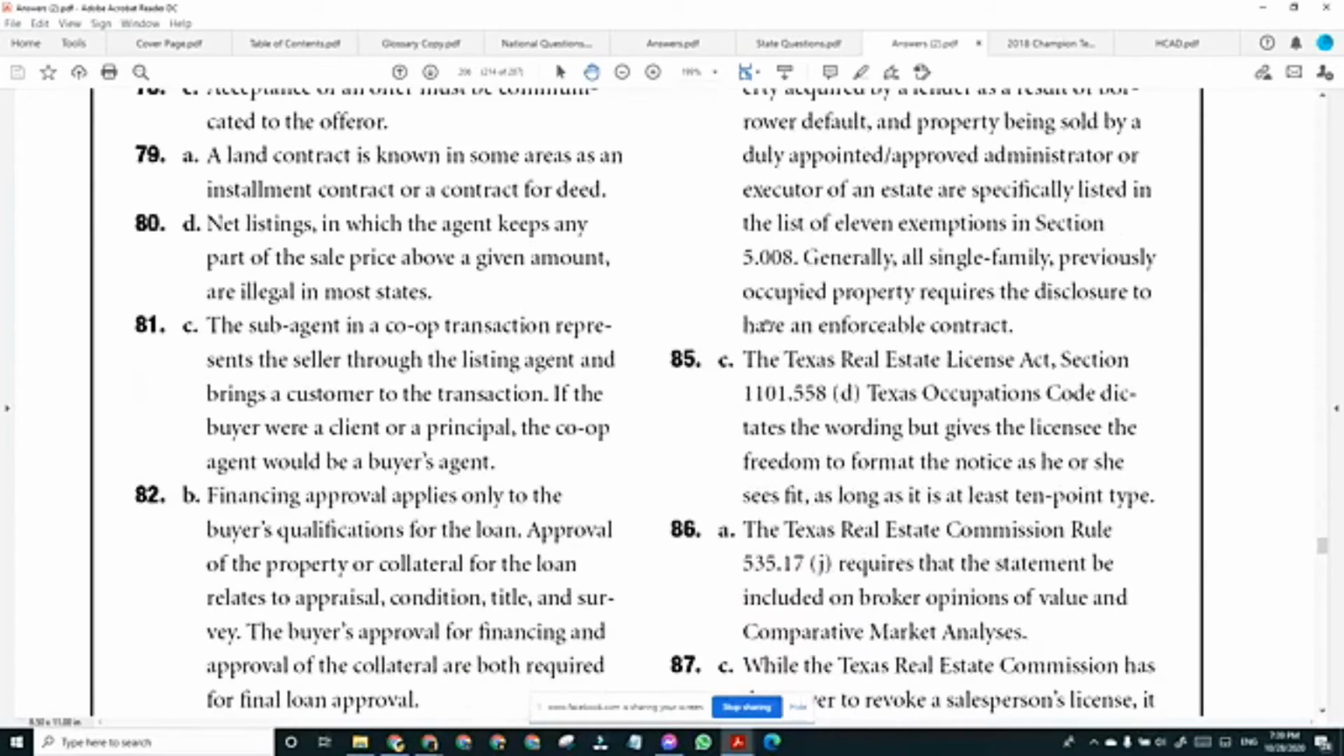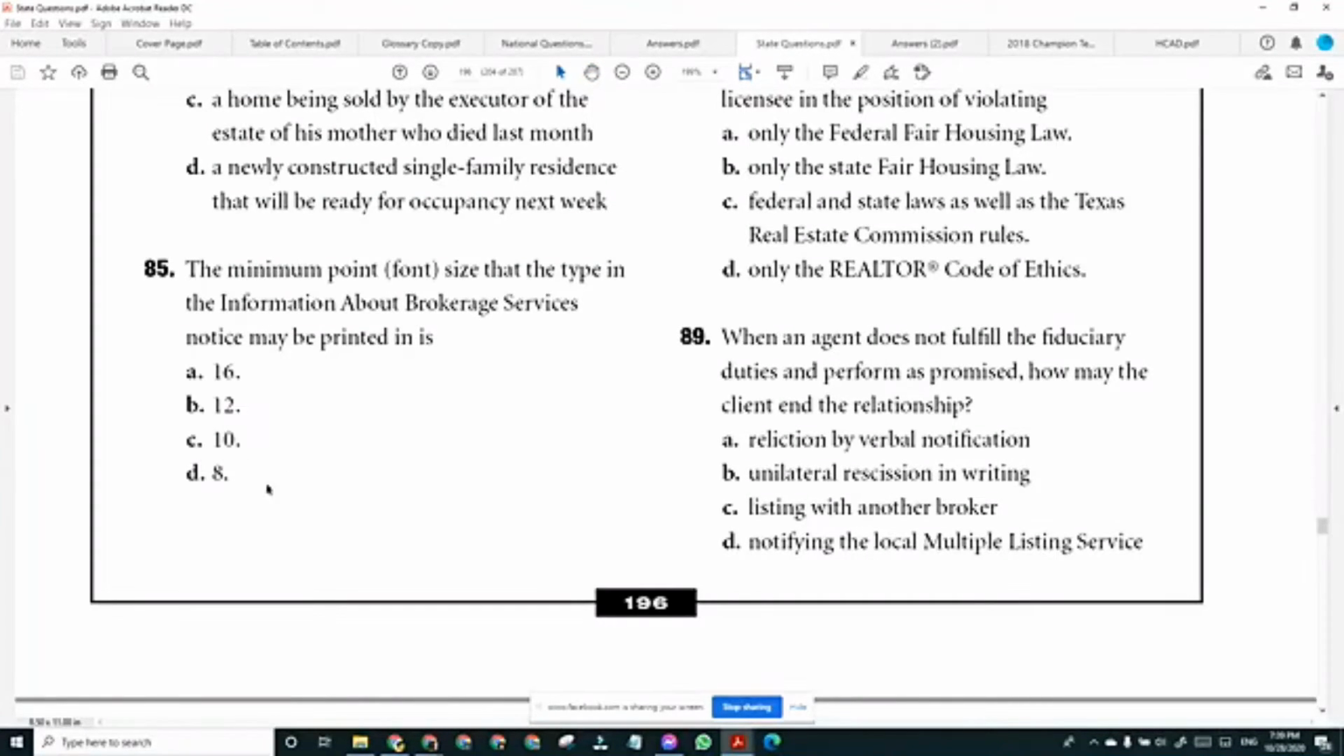Okay, so 85 is C. Okay, it is, the font is 10. That's on the information about brokerage services. It has to be at least a 10.